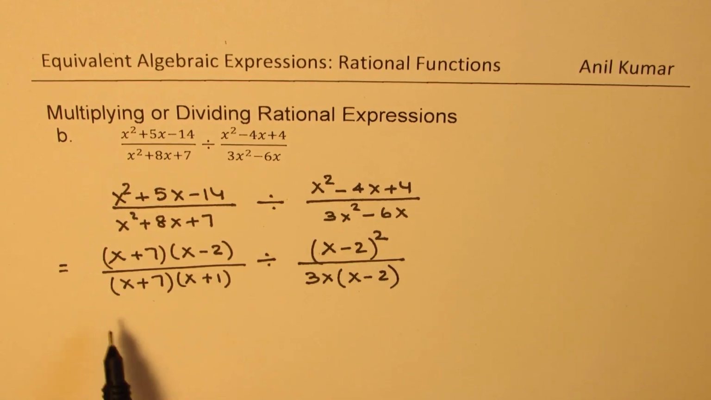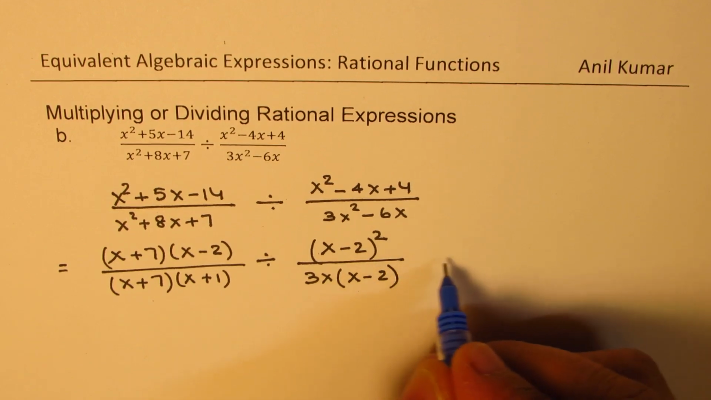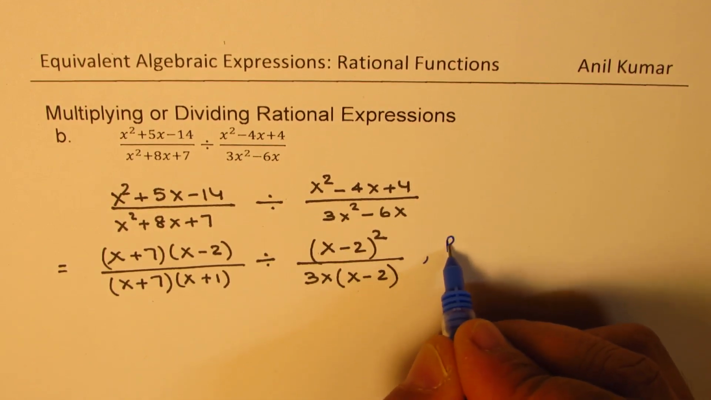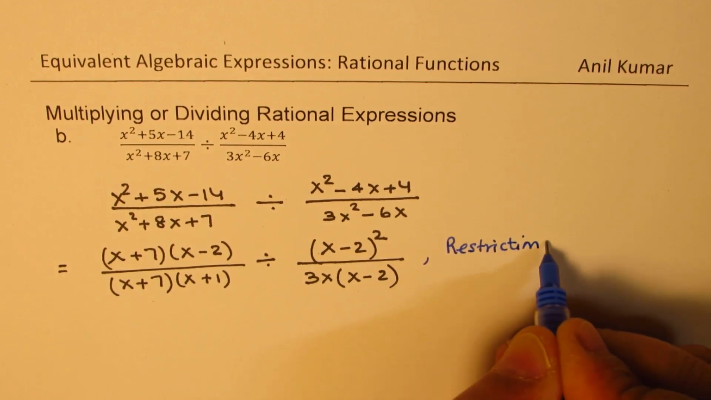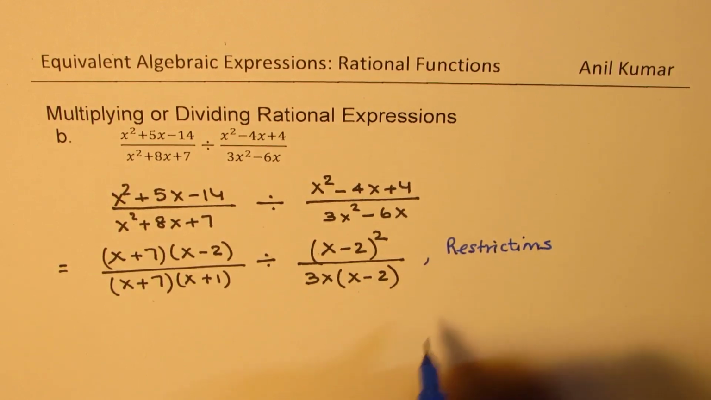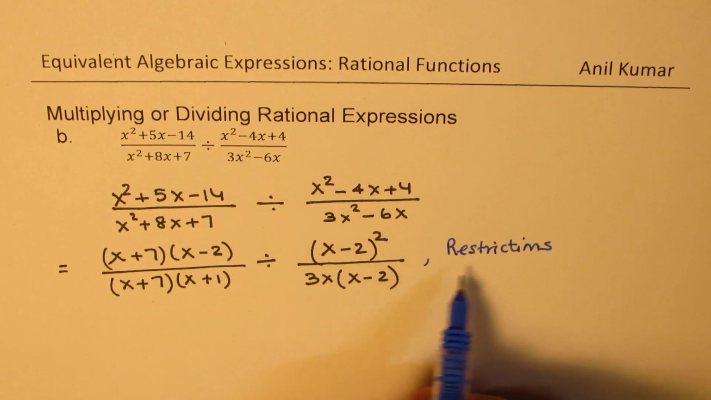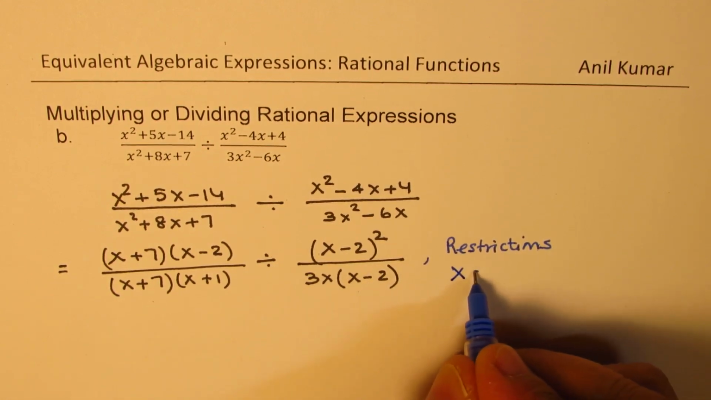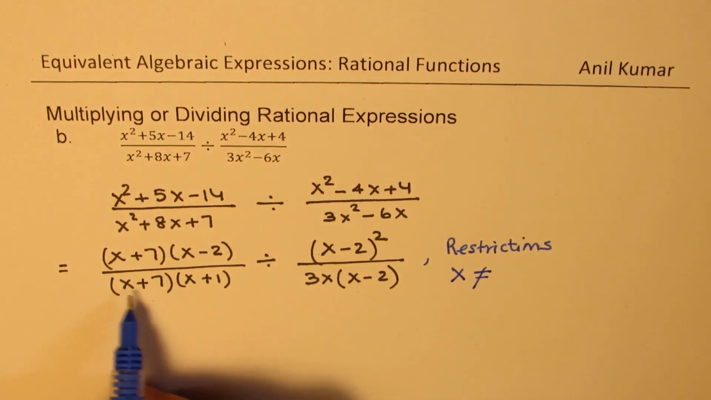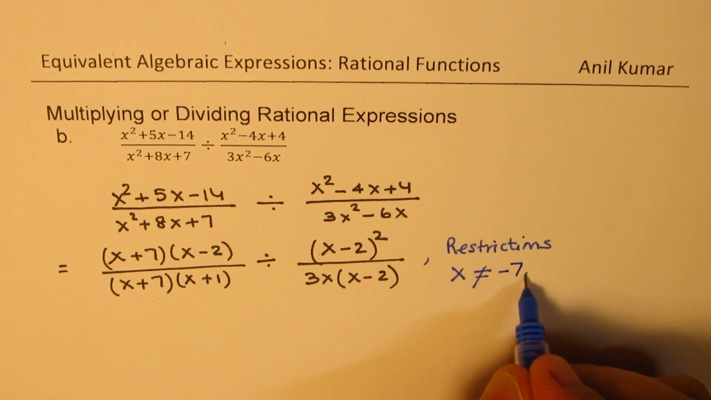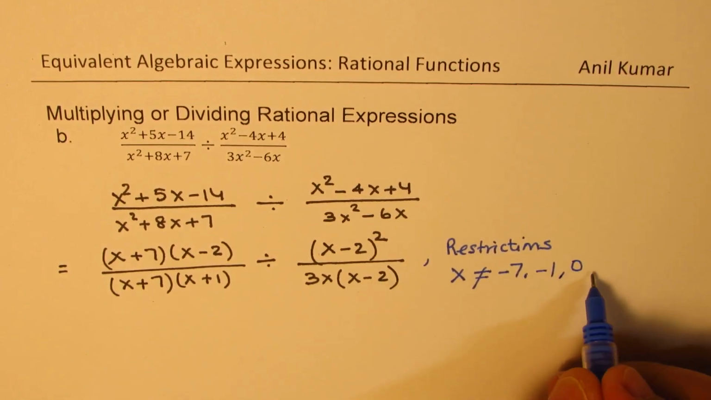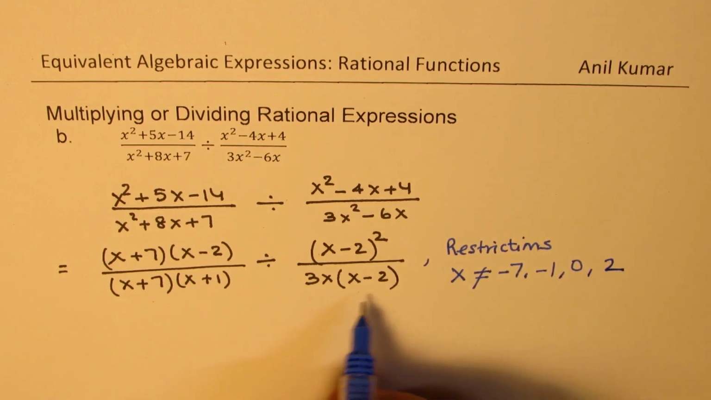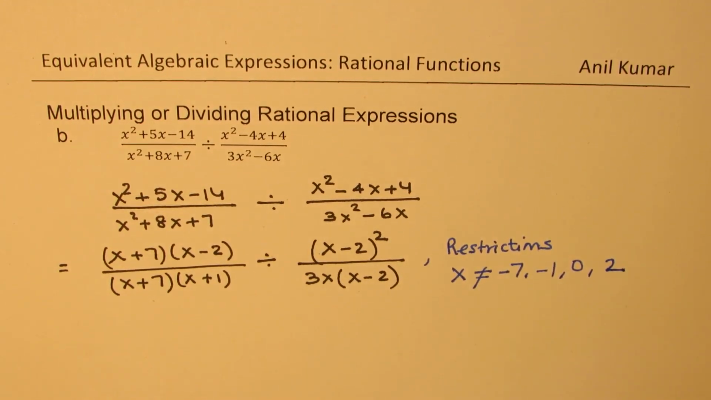Now, when you divide and factor, you can see that you have restrictions. And let me write down restrictions here as x is not equal to minus 7, minus 1, 0, and 2. So this is when you are looking only in the denominators. Do you see that part?